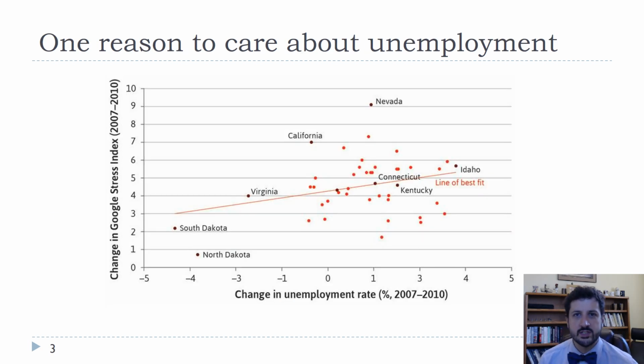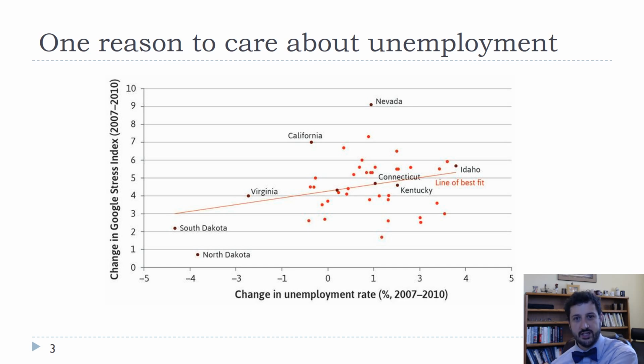So one reason to care about unemployment is that unemployment obviously means that you don't have your income, but it also causes a lot of stress. And so this is just a graph of the unemployment rate change from 2007 to 2010 during the Great Recession, and the change in the Google Stress Index. So basically, how often people are Googling things that indicate that they are experiencing more stress.